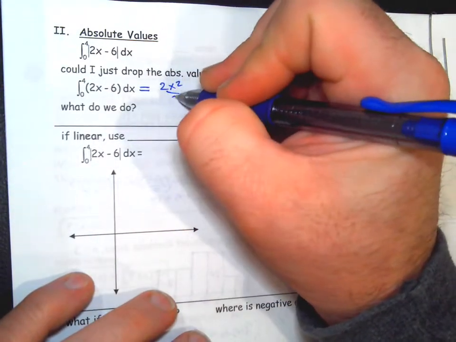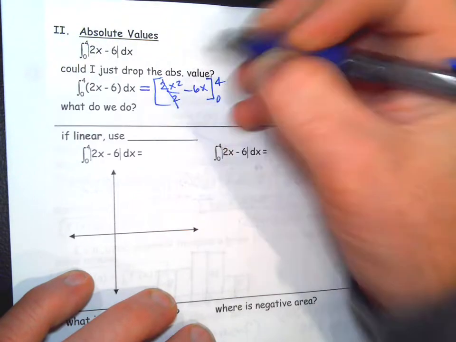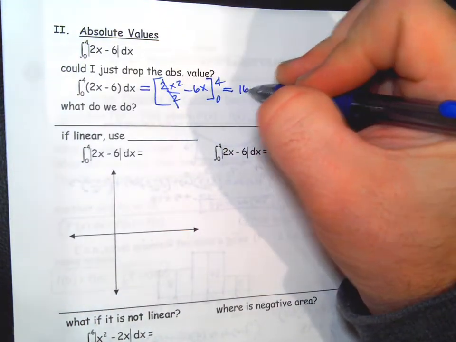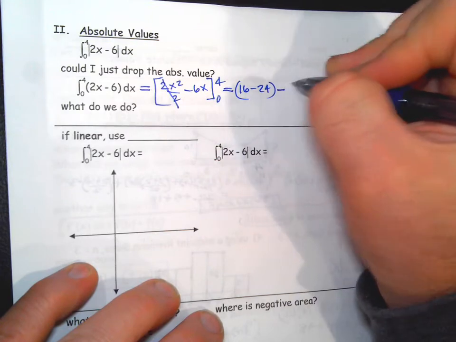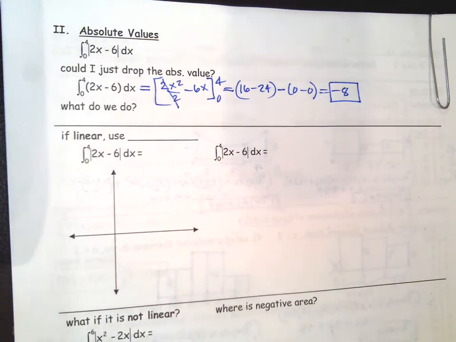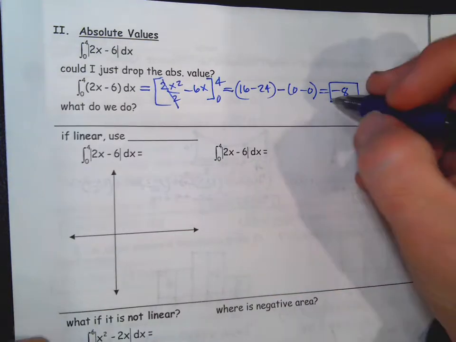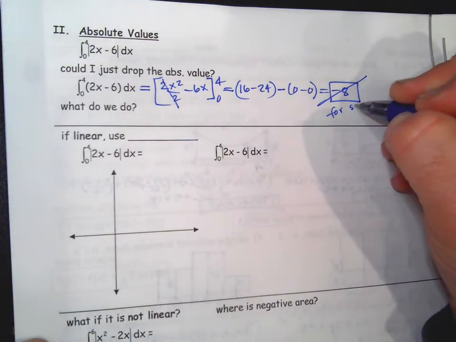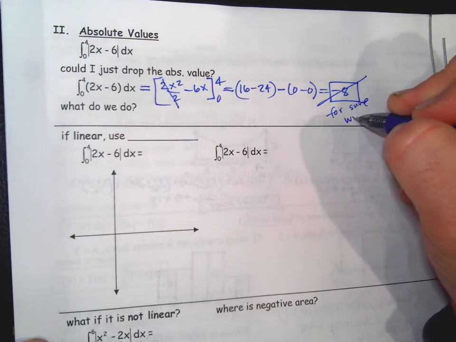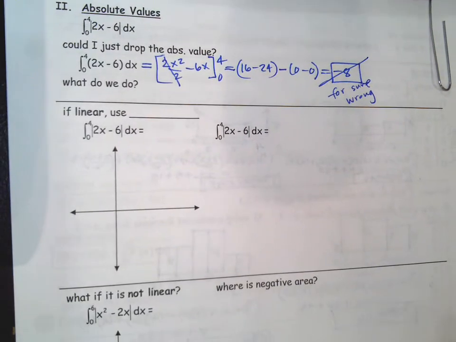2x squared over 2 minus 6x. Don't need the plus c. It's a definite integral, 0 to 4. Plug 4 in, you get 16 minus 24. Plug 0 in, you get 0 minus 0. The answer comes out to negative 8. Is that cool? This is for sure wrong, because you guys know that absolute value graphs, everything's going to be positive, right? So there's no way you could get a negative answer if you're going left to right like normal. So that's clearly wrong. We can't just ignore them.